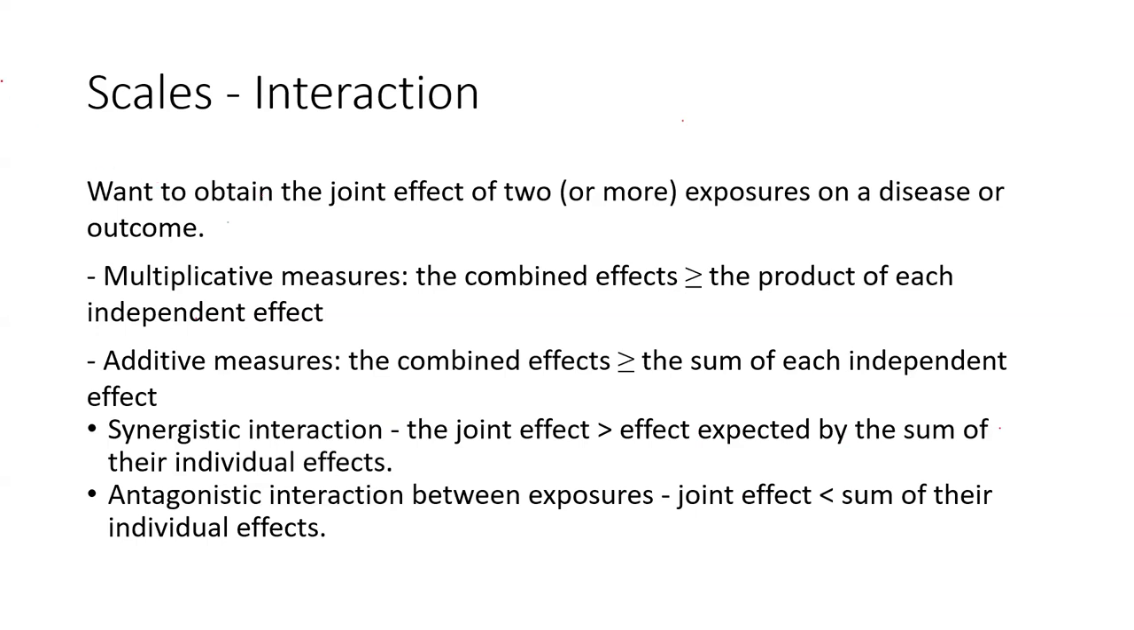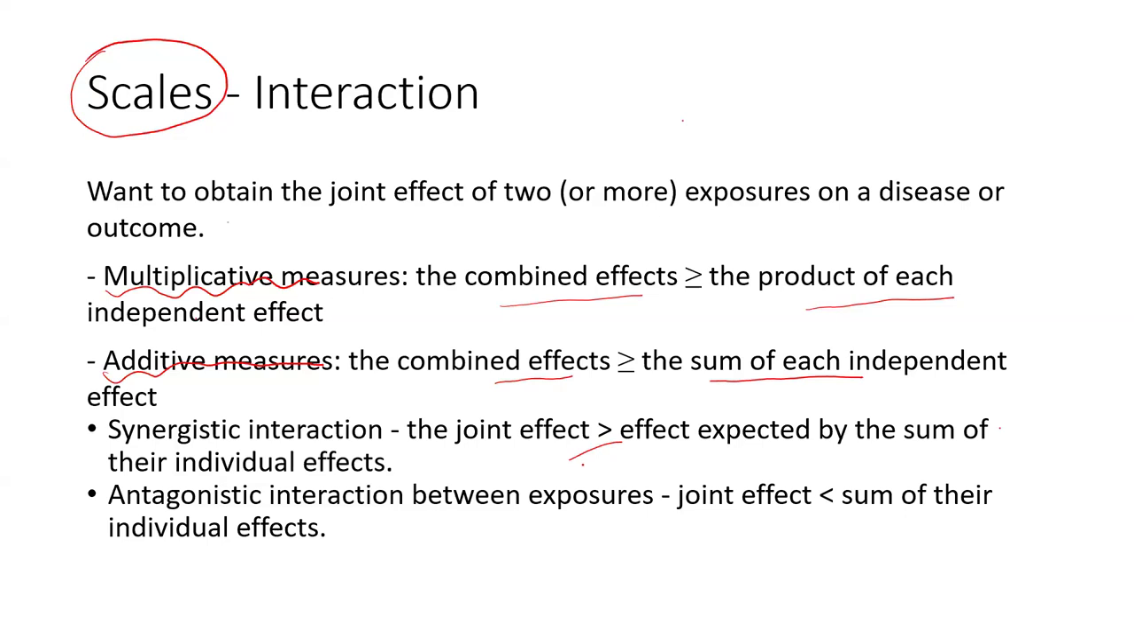Now, with interaction, what is important is the scales. There are different scales of measuring interaction. One is a multiplicative scale, and the other is the additive scale. Multiplicative scale means the combined or joint effect of the exposures is equal to or more than the product of each independent effect. That is a multiplicative scale of measurement of the interaction. And when the joint effect is equal to or more than the sum of each independent effect, you call it an additive scale of measurement.